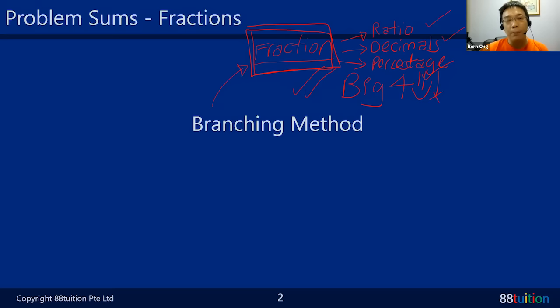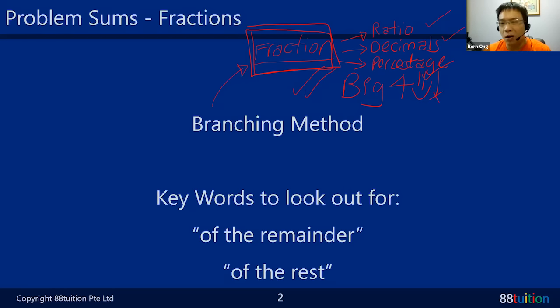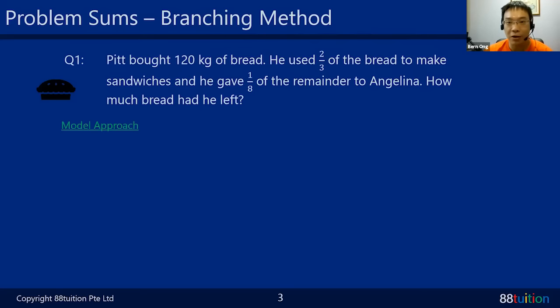So when we talk about the branching method, there are some keywords to take a look at. Look at the word remainder. Sometimes they say 2/3 of the remainder, or they say half of the rest. When this type of phrase comes out, you will know that it's linked to something called the branching method. Let's take a look at the first part of the question.